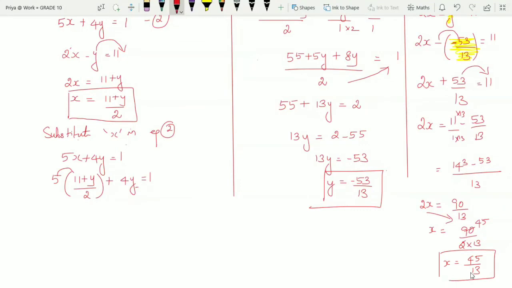So these are the values. So the answer is x is equal to 45 by 13 and y is equal to minus 53 by 13.